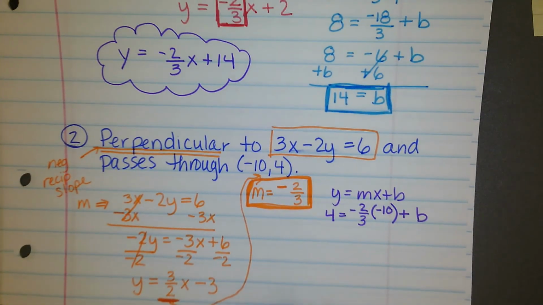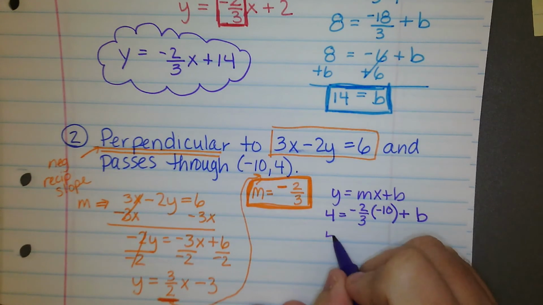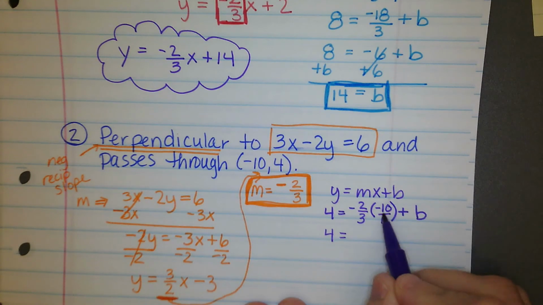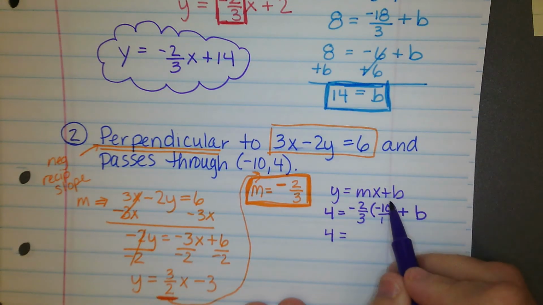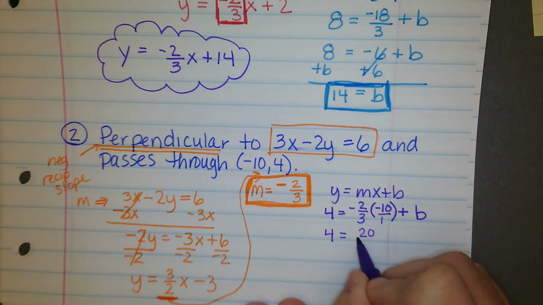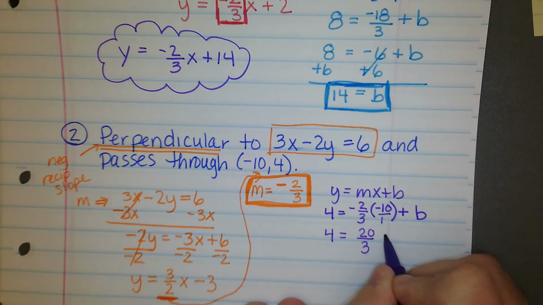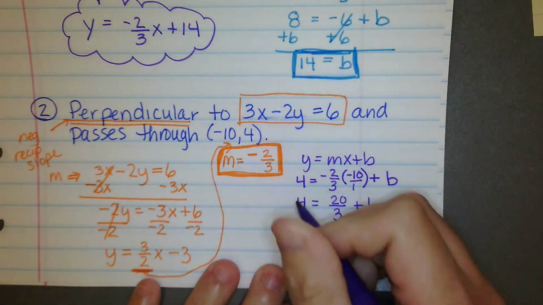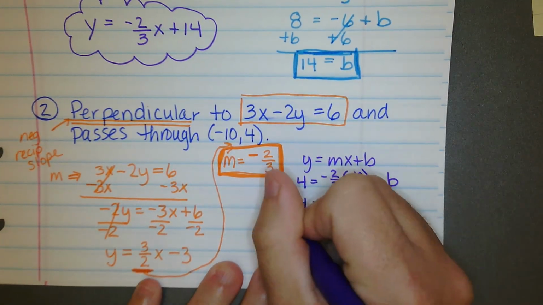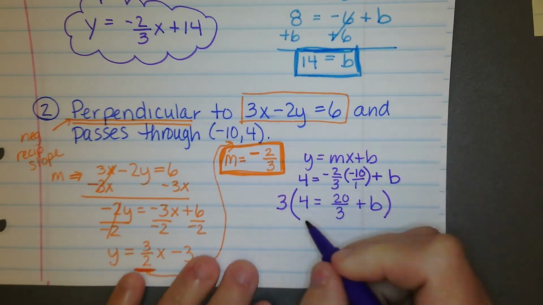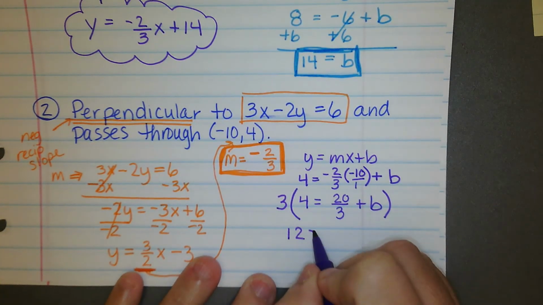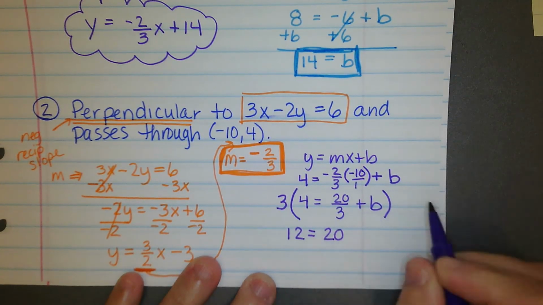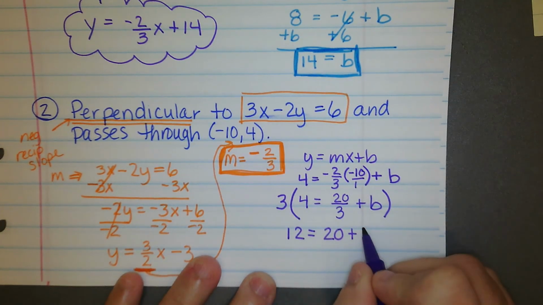I can already tell this is going to be nasty. So make sure you're being real careful with your math. Put your negative 10 over 1 and do your multiplication across. Negative 2 times negative 10 is positive 20. And 3 times 1 is 3. Remember that what we want to do is we want to clear out that fraction. So we're going to multiply everything through by 3. That's going to give us 3 times 4 is 12. 3 times 20 is 60. 60 divided by 3 is 20 again. Remember, those cancel. And 3 times b is 3b.